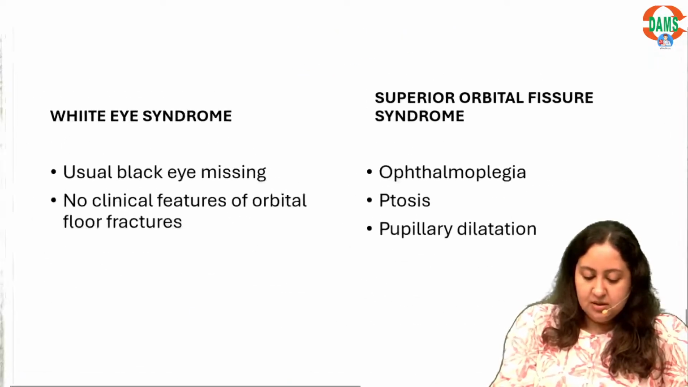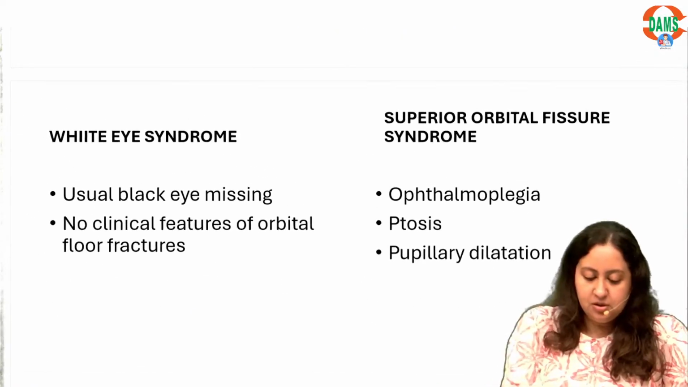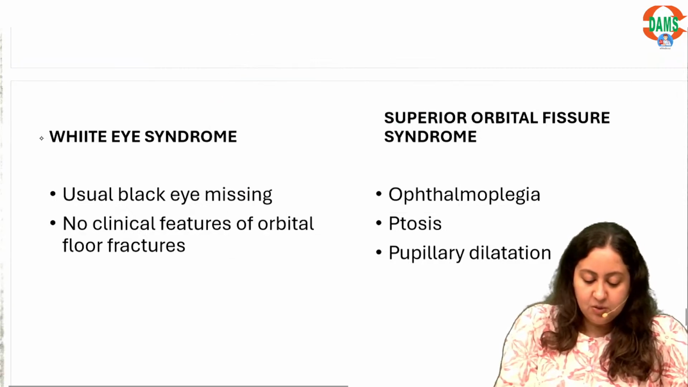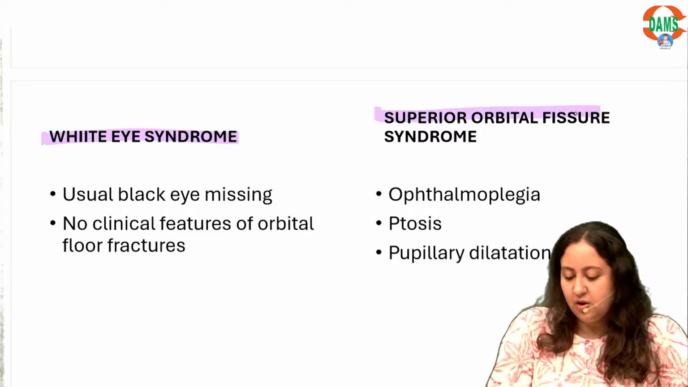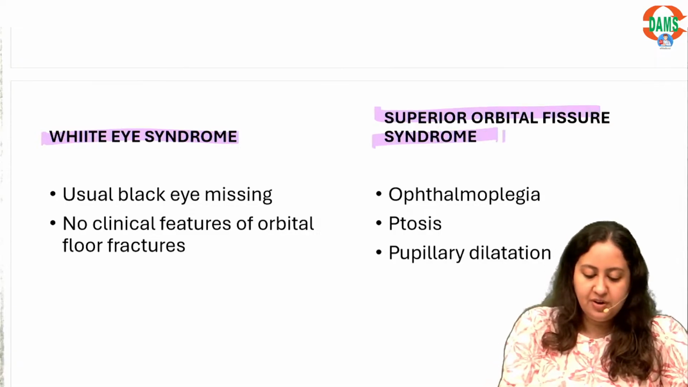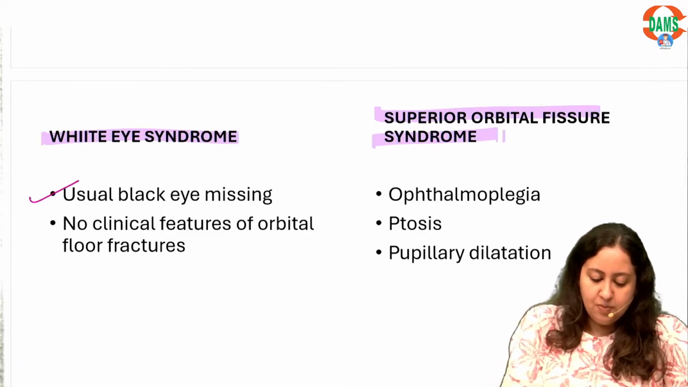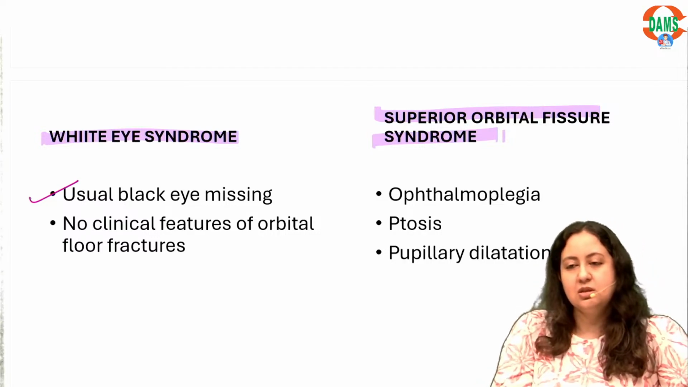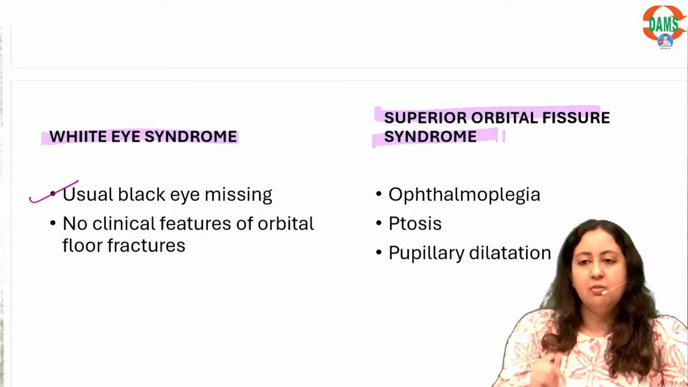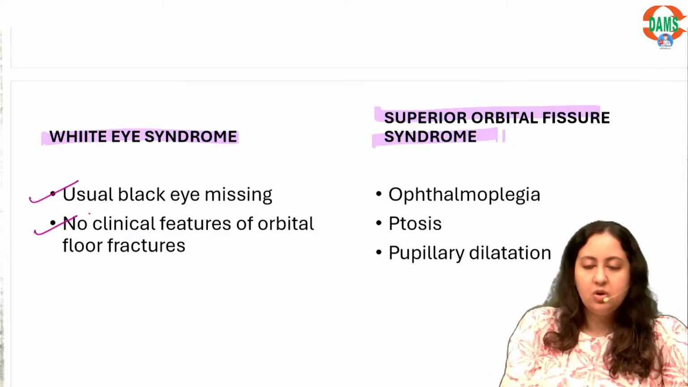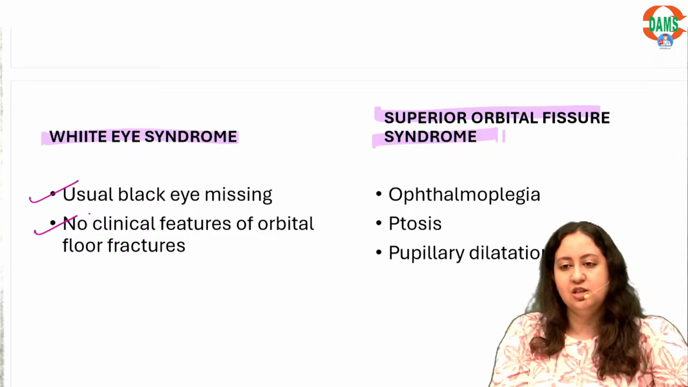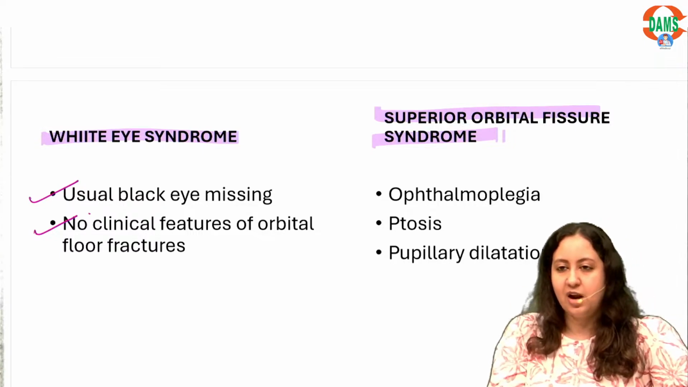Now, two things related to this question very quickly. There's something known as white eye syndrome and superior orbital fissure syndrome. In white eye syndrome, the usual black eye is missing. That means circumorbital ecchymosis and circumorbital edema is missing, and there are no clinical features. So if you look at the patient, there are going to be no clinical features of an orbital floor fracture, which is going to be present.